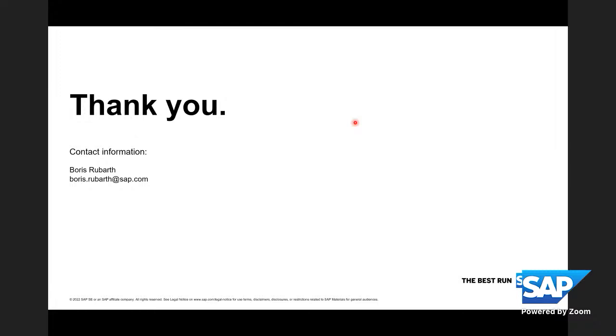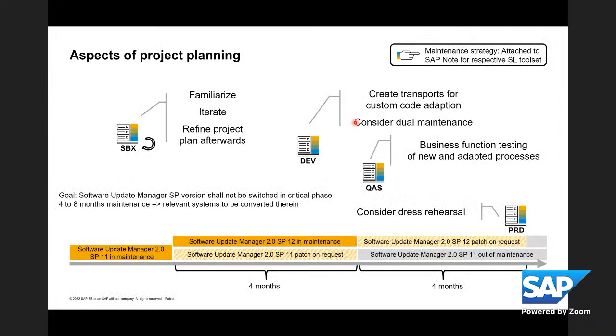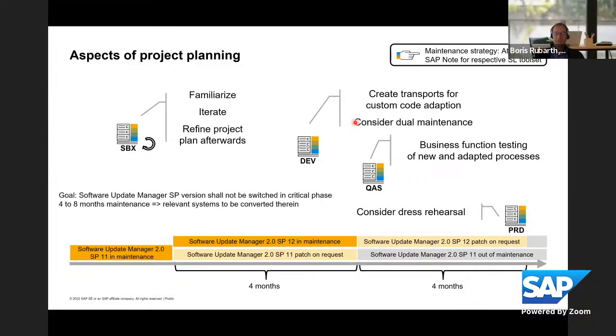So I can see the first question coming in. Most S/4HANA conversion projects exceed 8 months, so we should be running several versions of the SUM. Thank you for the question. Yes, I agree. If your project will run longer than 8 months, which can well be the case, then again, you should be prepared to switch the SP version of the Software Update Manager. Again, it's not a must.